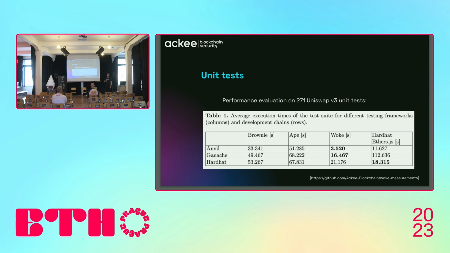So we have taken the 271 unit tests of the Uniswap V3 project, which are written in Hardhat. And we have rewritten these tests for Brownie, Ape, and Woke, so it's quite a lot of work. Then we compared the speed of execution of this test suite over the 3 development chains. Of course, the output we were hoping for is that Woke is quite fast here. This test suite was executed in 3.5 seconds on the Anvil chain, which is, for example, 10 times faster than Brownie.